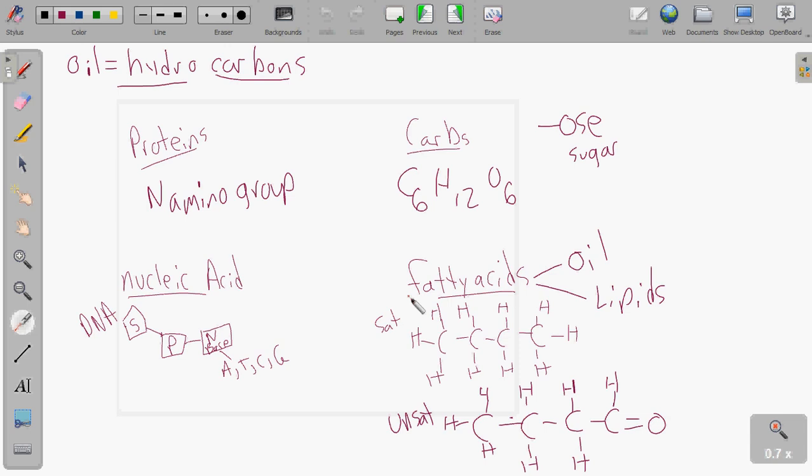Okay, a saturated fatty acid or a saturated fat is going to be pretty much all carbon and hydrogen. Okay, and then an unsaturated fat has this double bond right here for this oxygen, and so if this oxygen went away, it could hold 2 more hydrogens. So this is unsaturated with hydrogens.